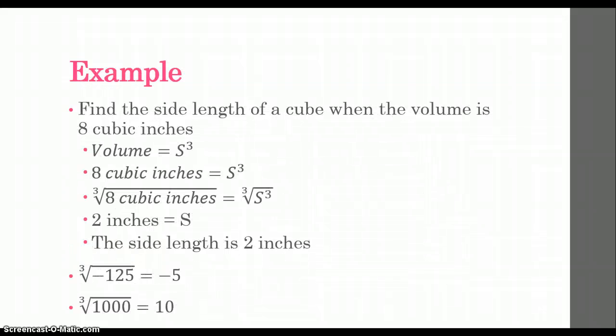And here are some examples. Find the side length of a cube when the volume is 8 cubic inches. So cubic inches is another way to express the units of volume. So we know the volume of a cube is equal to the side length cubed. So we know the volume, 8 cubic inches, is equal to the side cubed. We cube root both sides, and we get 2 inches equals s, and so the side length is 2 inches.